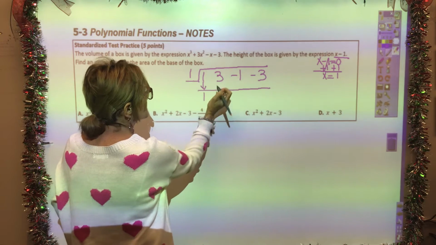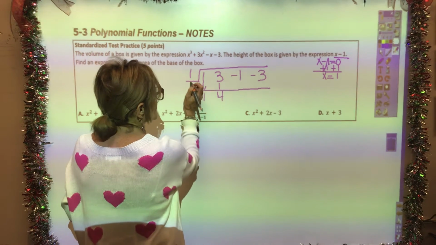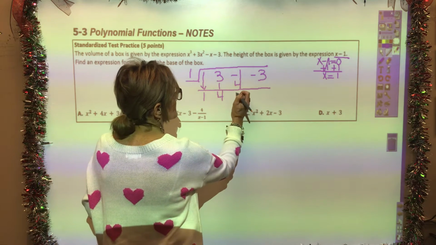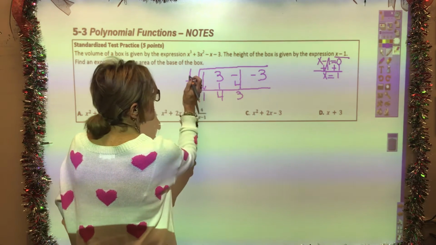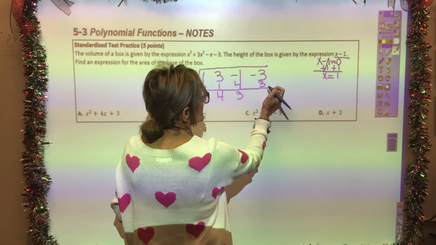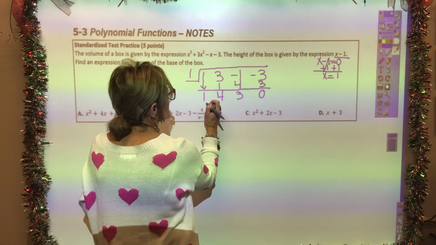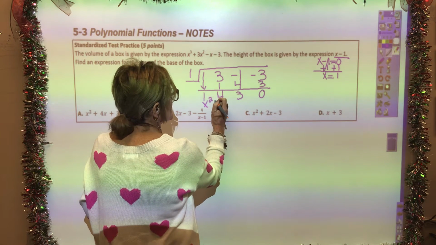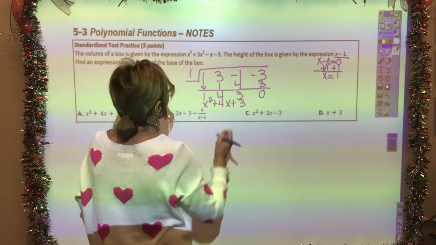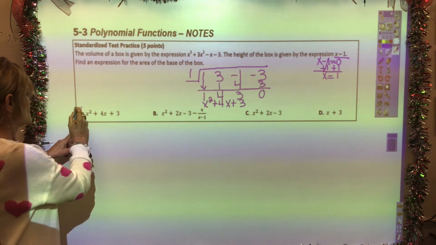Multiply, 1 times 1 is 1, add 3 and 1, which is 4, multiply 1 and 4, which is 4, add negative 1 and 4, which is 3, multiply 1 and 3, which is 3, and add negative 3 and 3, which is 0. Bring the powers down by 1, so this would be x squared plus 4x plus 3, is the expression for the area of the base, and it looks like that would be choice A.